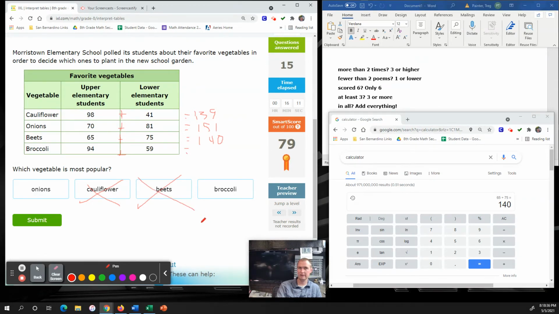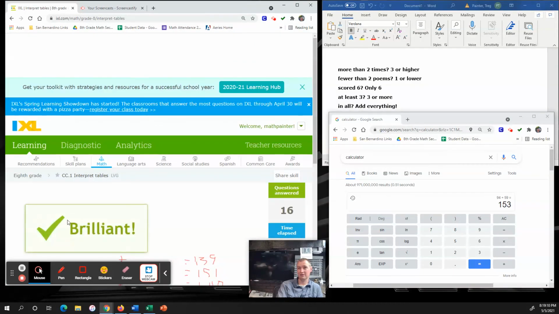Now it's a tie-off between the broccoli and the onions. Okay, last one, we got broccoli: 94 plus 59 is 153. There it is. The broccoli wins, which means 2 extra students like the broccoli over onions. So the final answer here is going to be broccoli. It was the most popular vegetable among the upper and lower elementary students.